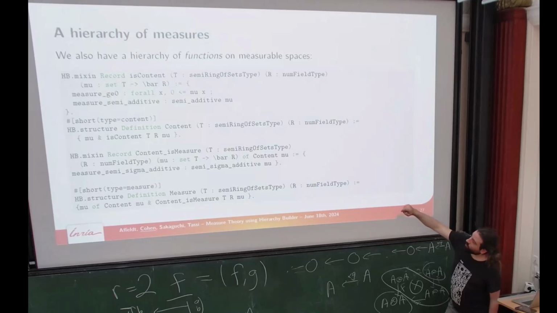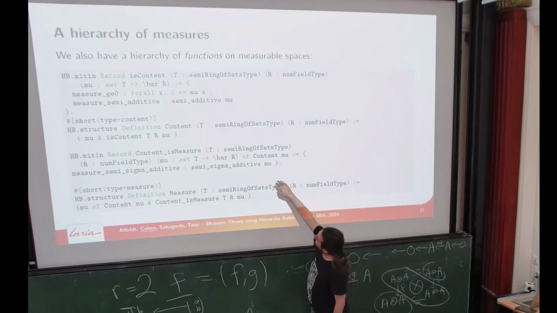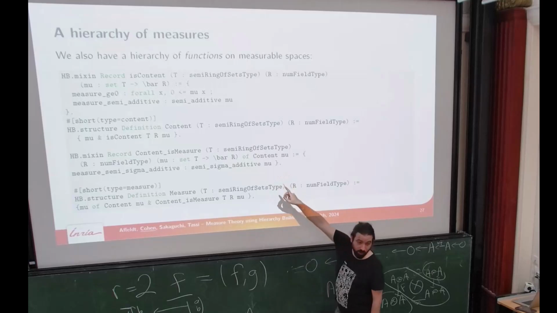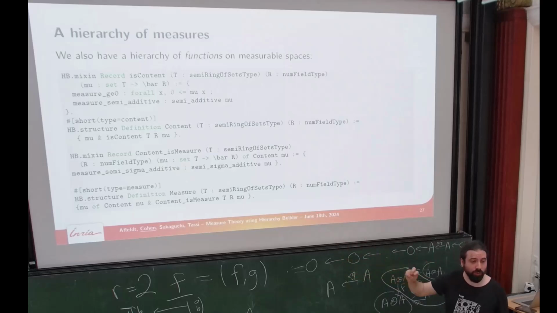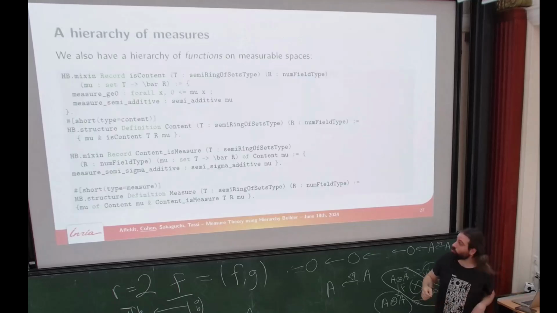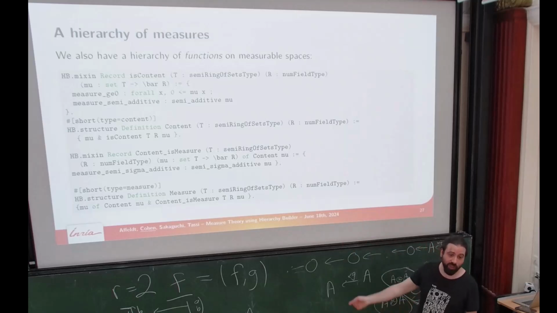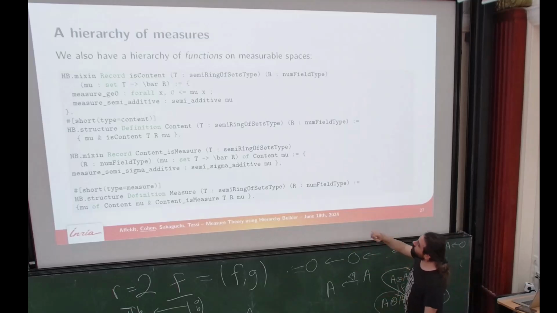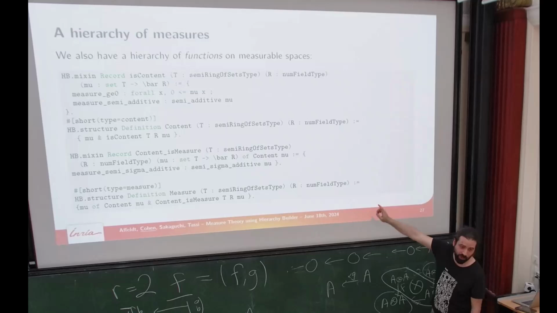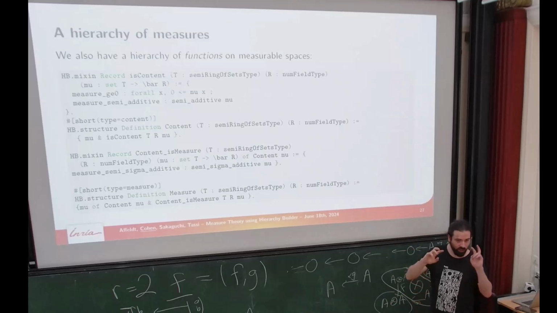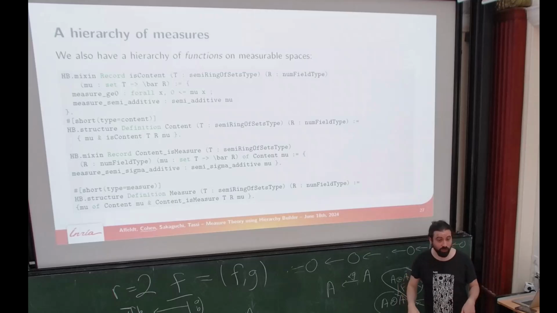You can define a measure as an extension of the content with the sigma additivity, except now it's a bit too strong to instantiate, so you can provide an extra interface, that I didn't show, to say, I just need sigma additivity, and sigma additivity implies additivity. And here you can see it's semi-additive and semi-sigma additive because it's a semi-ring of sets. On a semi-ring of sets, things are slightly different, but on rings of sets, you recover the usual interface.